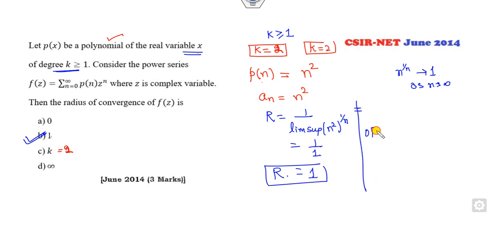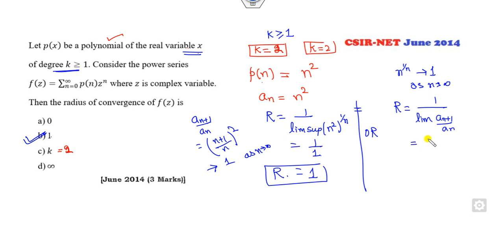You can also apply another way. You can use the limit of an plus 1 over an. So what is an plus 1 over an? It is nothing but n plus 1 over n. As n approaches infinity, this value goes to 1. So if I substitute here, it is again my 1. So it is independent of k. So B is my right answer.